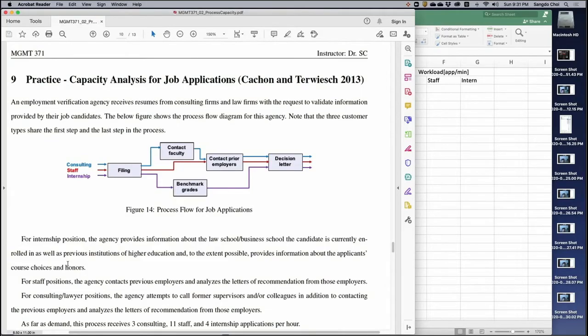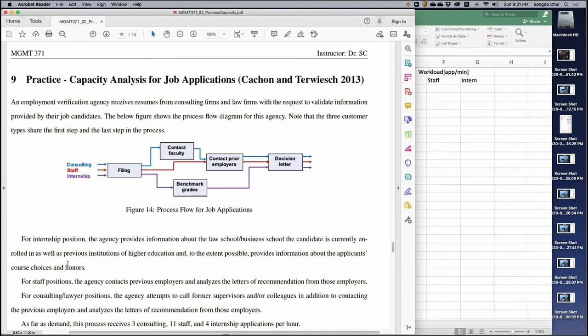This video explains how to analyze capacity for the job application example in the lecture note. For this problem, this company is a service-oriented company, an employment verification agency, and they receive resumes from consulting firms and/or law firms to validate information provided by their job candidates.